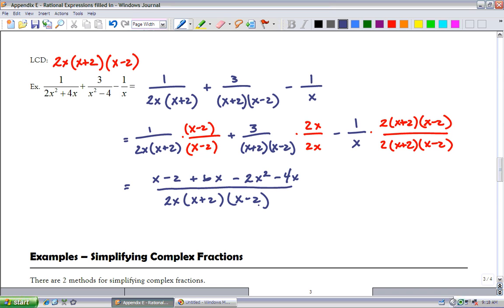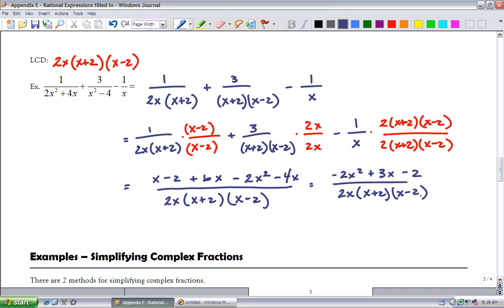Okay? Alright, now we just need to combine some like terms. So if I start doing that, you'll notice that I end up with negative 2x squared, plus 3x, and then I'll have a minus 2 here. All of that would be over 2x times x plus 2, x minus 2.